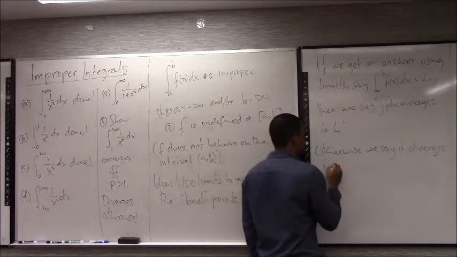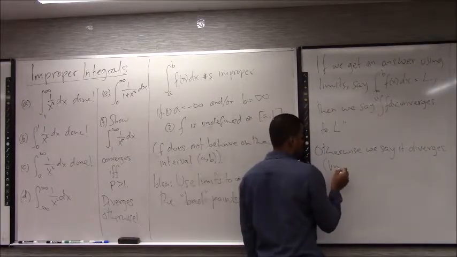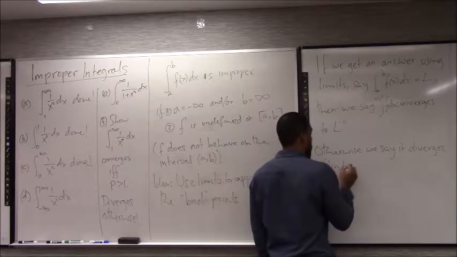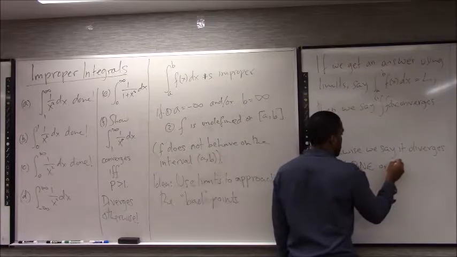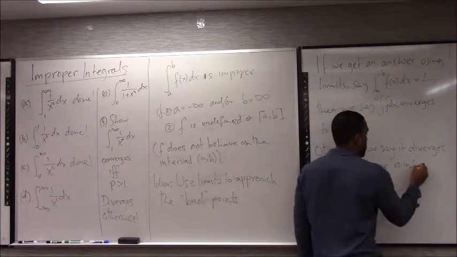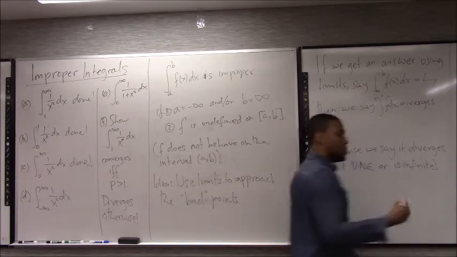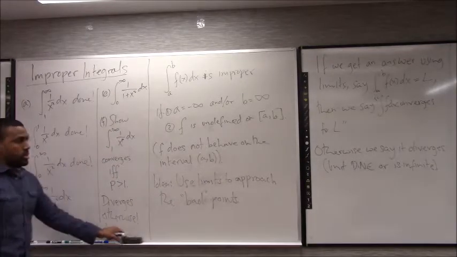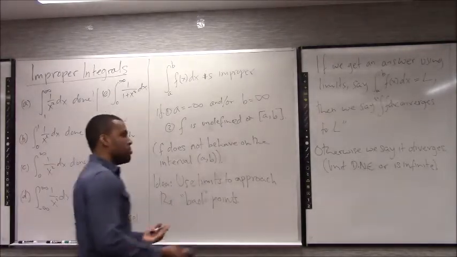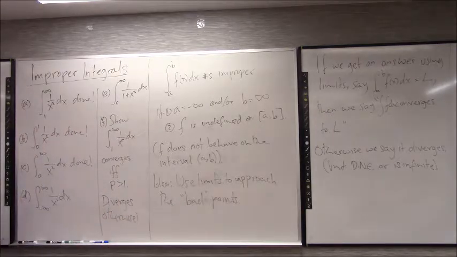And diverges in this case includes infinity. So the limit does not exist or is infinite. In either one of these cases, we say it diverges. It does not give us a meaningful answer. Okay. So that's the basic gist of it, right?